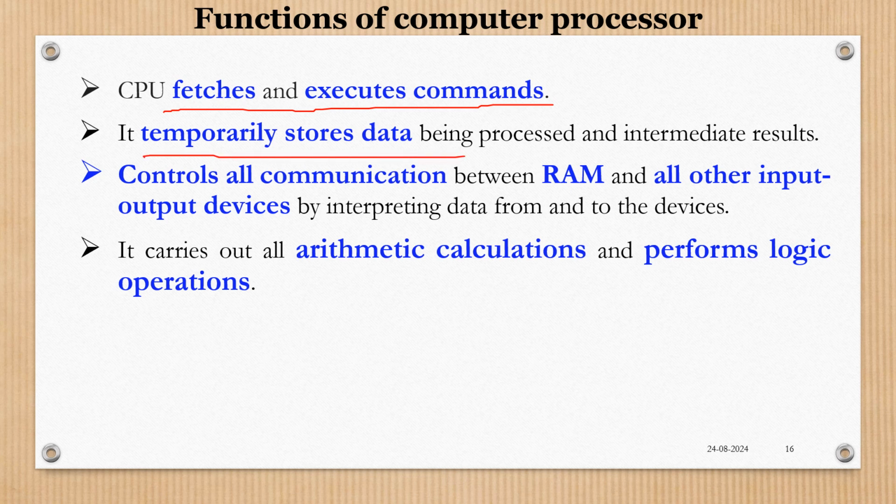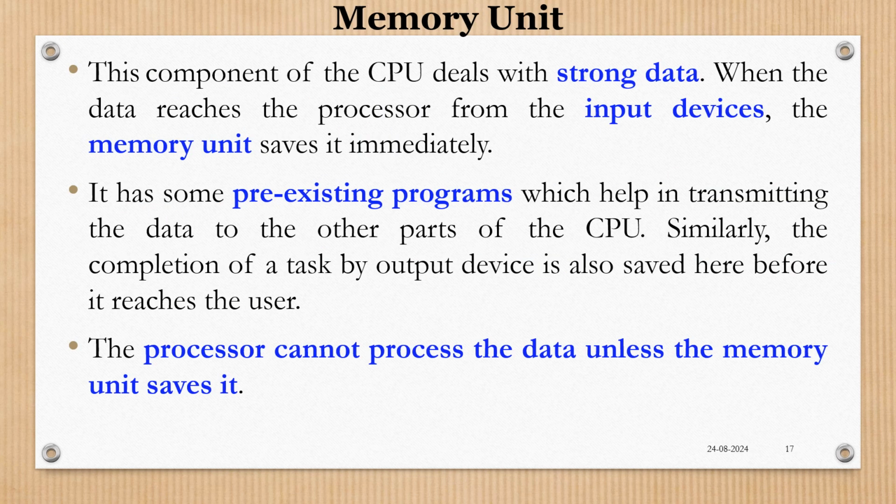It temporarily stores the data that is being used by the ALU, and it controls all the communication between the memory and IO devices, and it performs all the arithmetic operations and logical operations that should be executed by the computer. Next, the ALU or the CPU accesses the data from the memory unit.